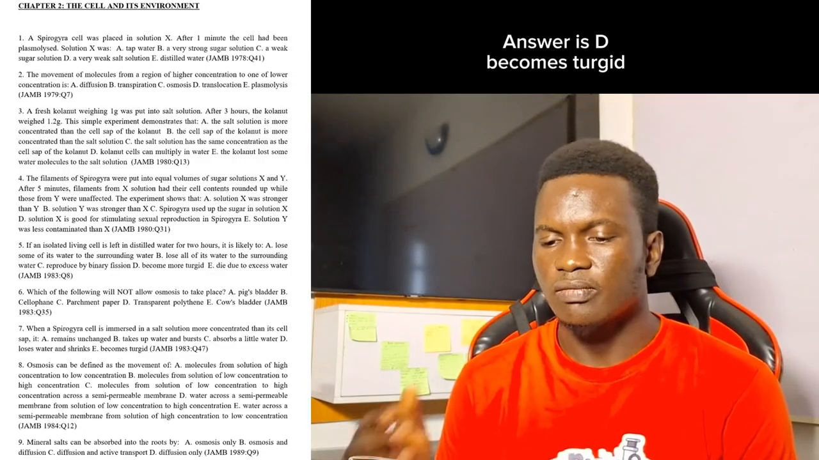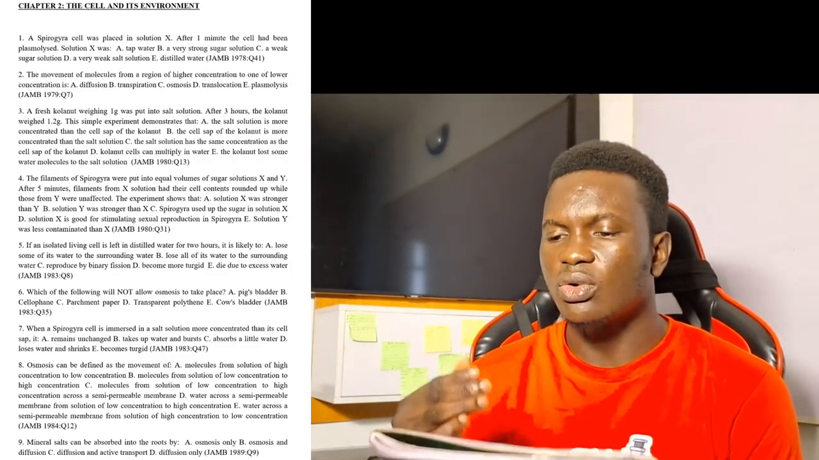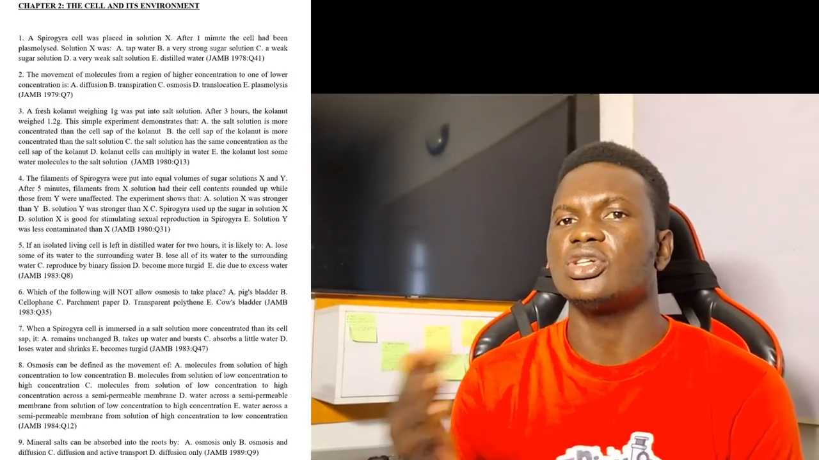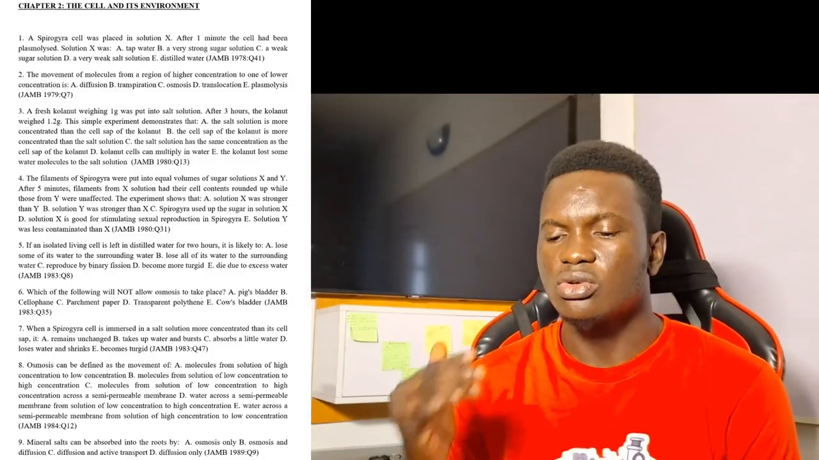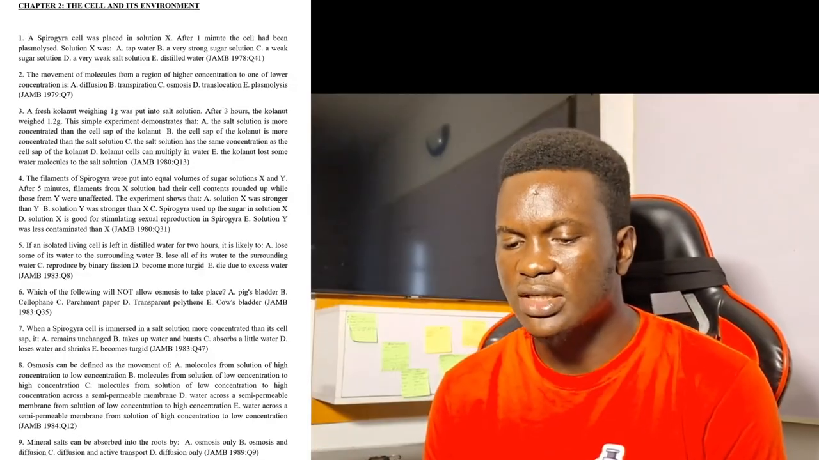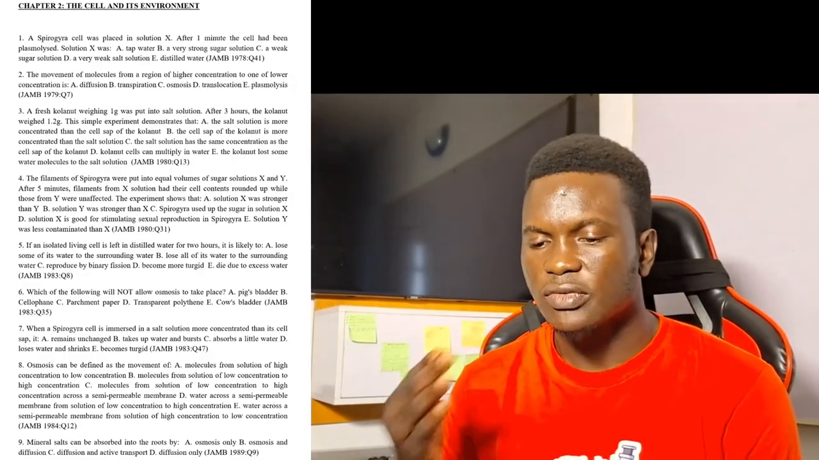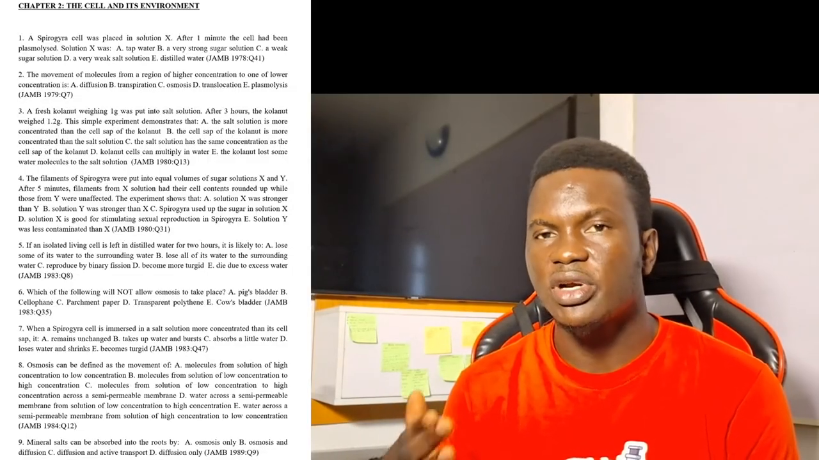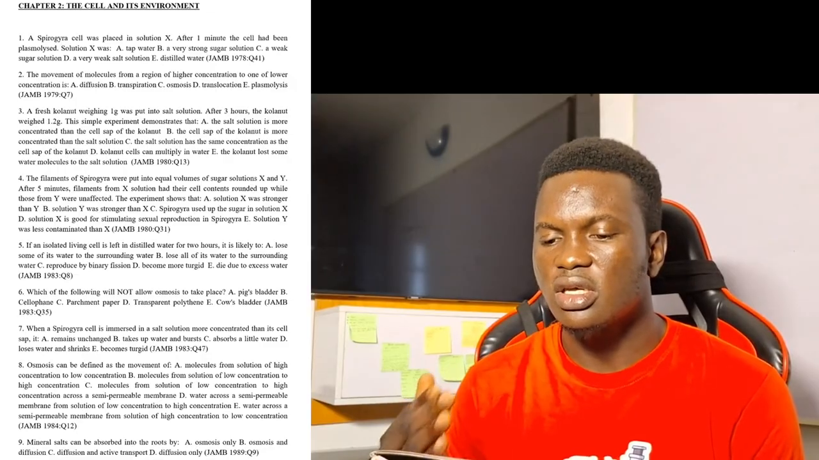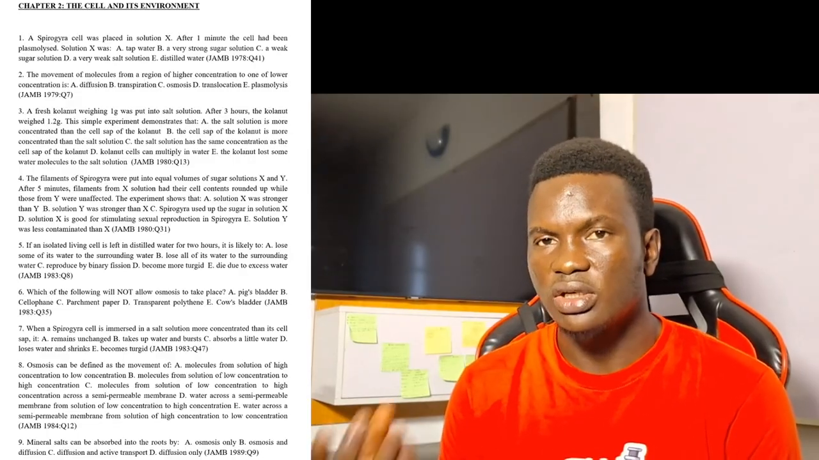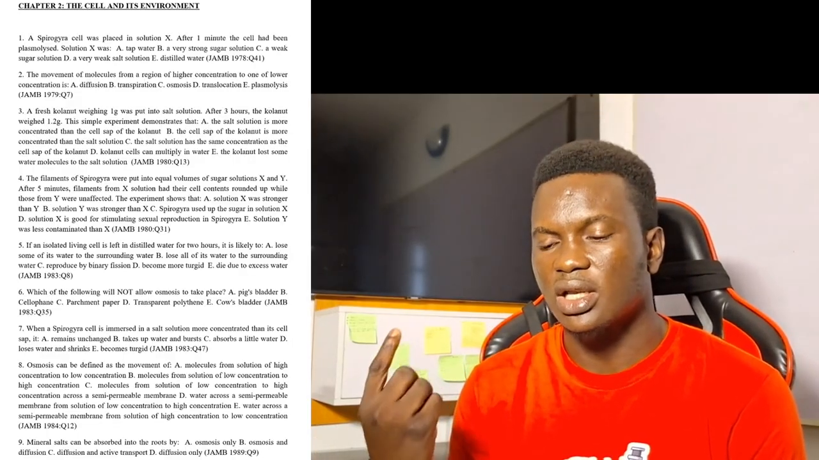So number 6, which of the following will not allow osmosis to take place? You remember when we talked about osmosis, we said it requires a semi-permeable membrane. So which of them will not act as a semi-permeable membrane is what this question is asking. A, pig's bladder. B, cellophane. C, parchment paper. D, transparent polythene. E, cow's bladder. Bladder, I told you, with cellophane, I gave you as an example in the class.